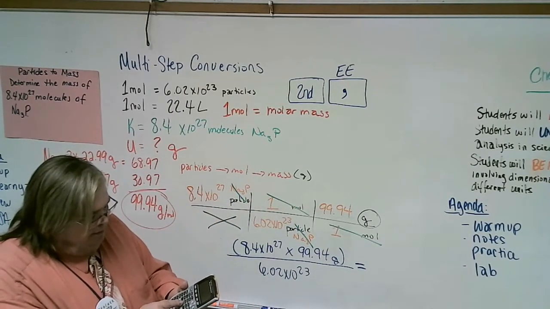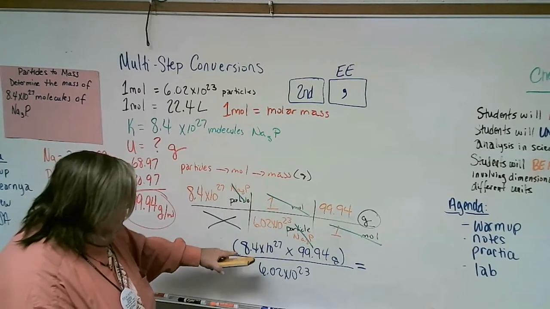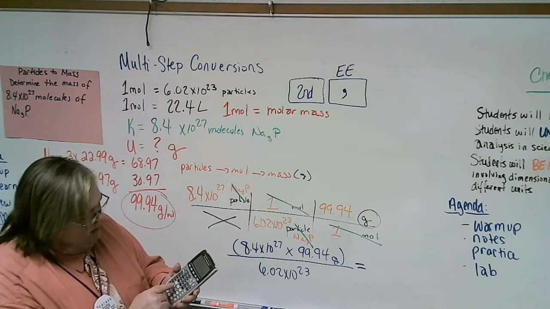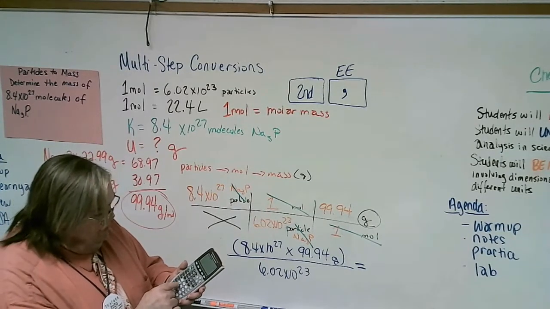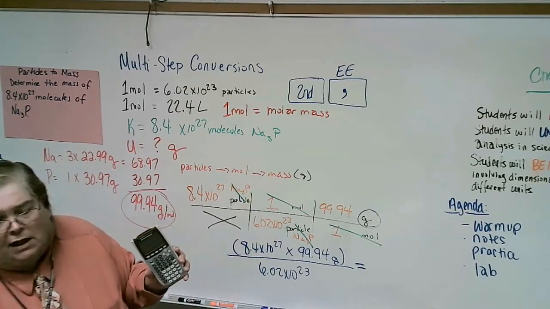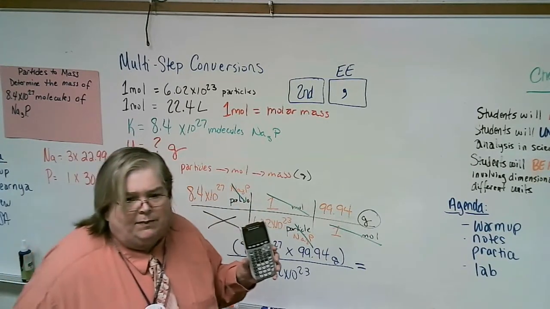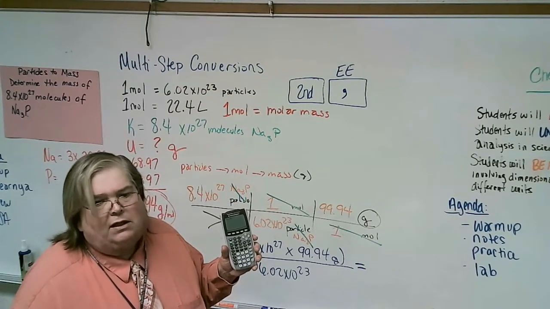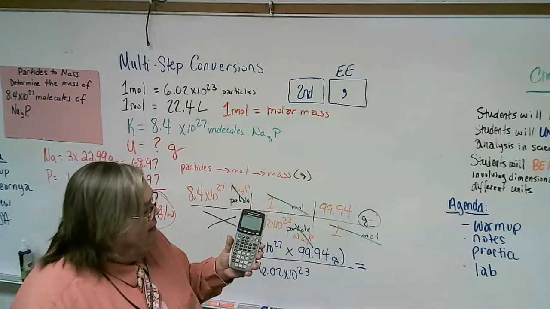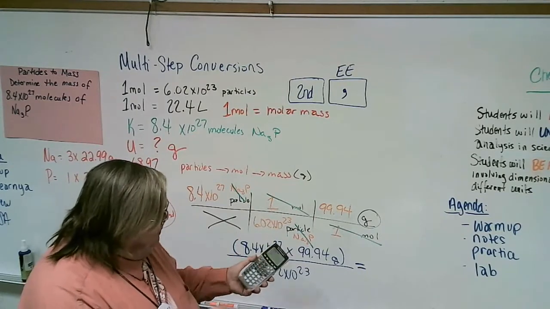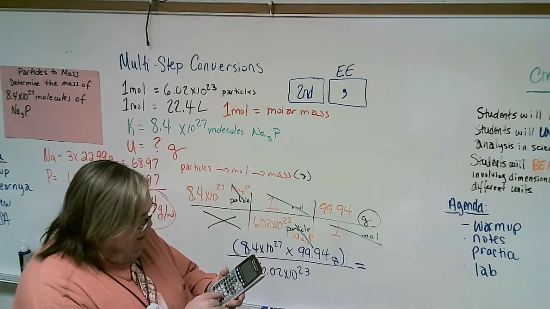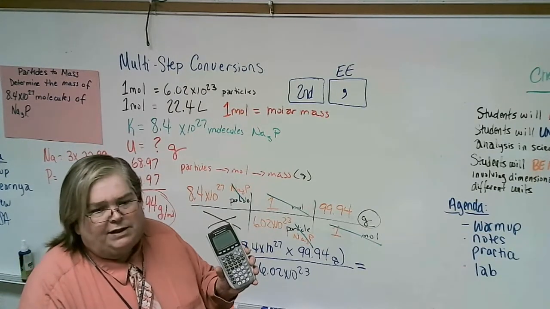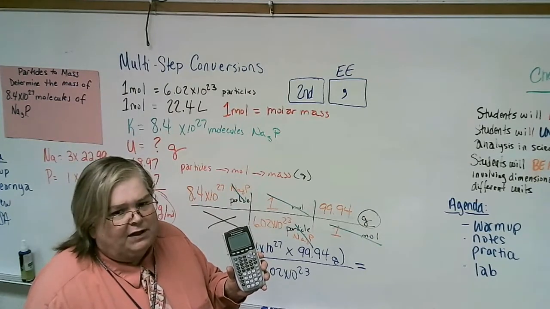So I'm going to show you how to do the steps. Turn your calculator on, open parentheses, 8.4, second function, comma, 27. When you hit the comma, it gave you a little itty bitty e. That stands for exponent, and the exponent is going to be 27. Then we're going to be multiplying by 99.94. Then we're going to close parentheses, because once you open it, you have to close it.